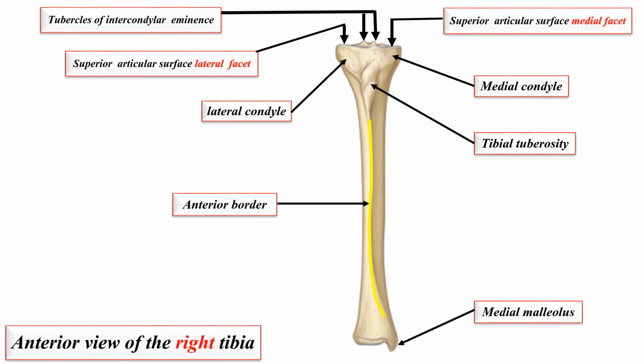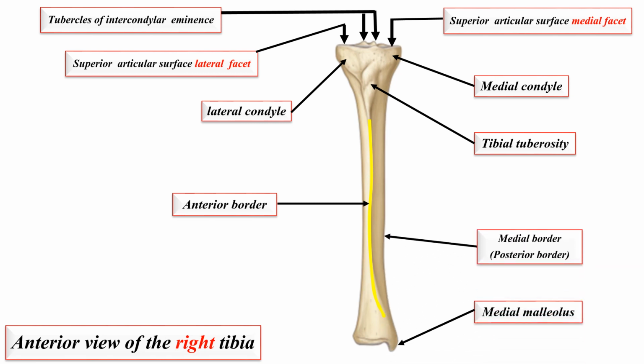This is the anterior border of the tibia. The anterior border of the tibia is sharp above and it becomes blunt below, where it continues with the anterior border of the medial malleolus. The anterior border is prominent and it forms the shin of the leg.